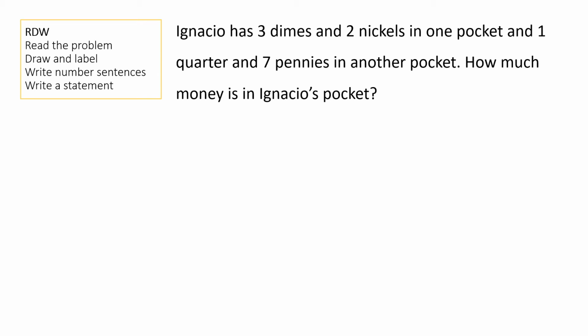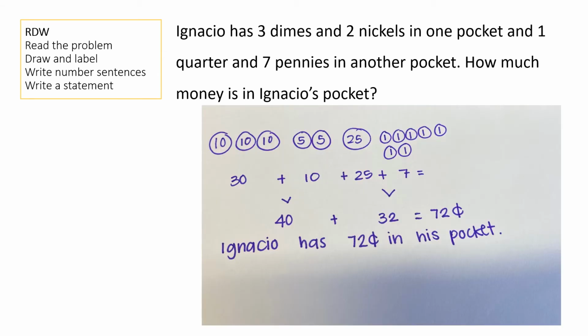Pause this video as you are solving this problem. Once you have solved it, unpause and check your work. Let's check our work. Ignacio had 3 dimes, 2 nickels, and 1 quarter and 7 pennies. I drew a diagram that represented the different coins. Then I wrote number sentences, 30 plus 10 plus 25 plus 7. And then I added 2 numbers together first to make it a little easier for me to add. And I found out the total was 72 cents.